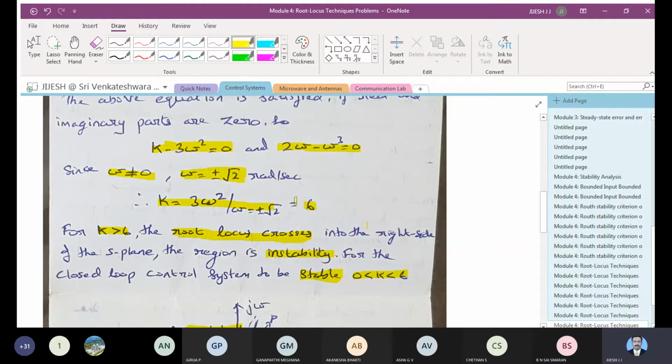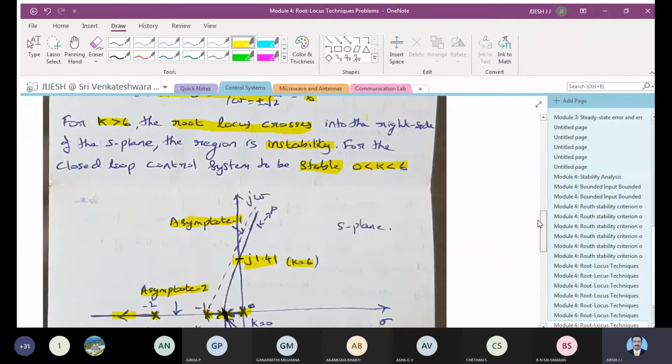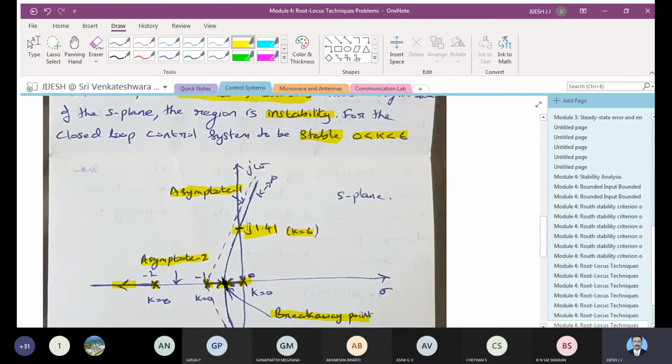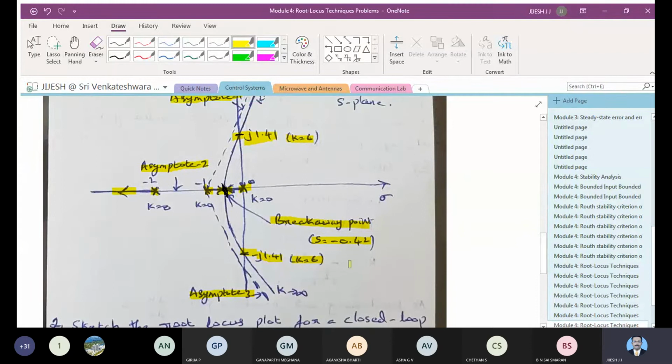So when the value of k is 6, you will get omega is equal to plus or minus root 2. So what is plus or minus root 2? Plus or minus 1.41. So that 1.41 has to be represented in the j omega axis. So it will be j 1.41 at k is equal to 6, as well as minus j 1.41 at k is equal to 6. So you get these 2 points.